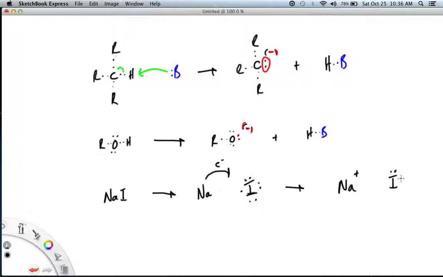So that's going to be 1, 2, 3, 4, 5, 6, and now we have a total of 8. For iodine to be neutral, it wants 7. It has 1 electron that's extra, so that's going to be a minus. Why did I go into all of this? Because this is general chemistry.